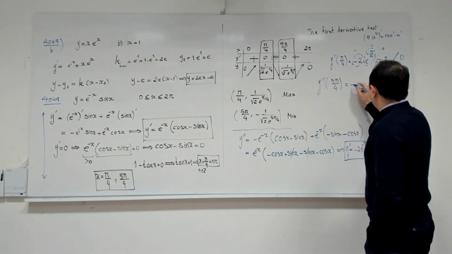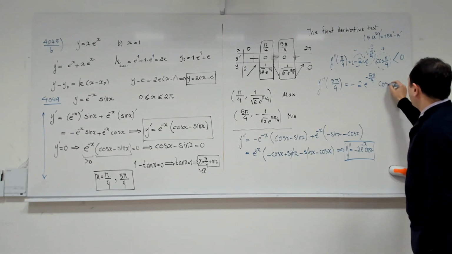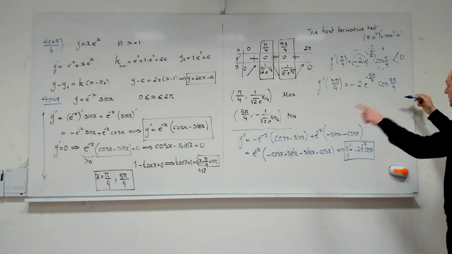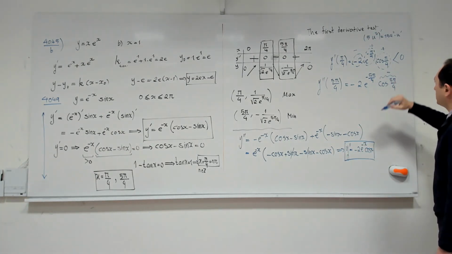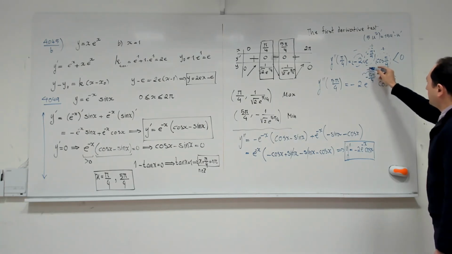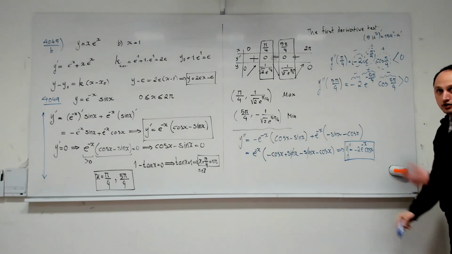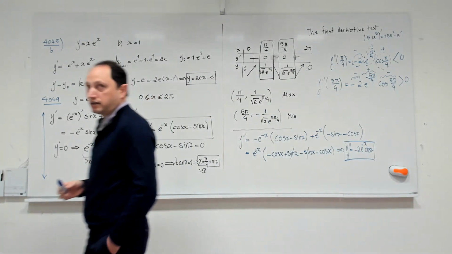So this becomes minus 2e to the power of minus 5 pi over 4 cosine 5 pi over 4. Again, 5 pi over 4 is in the third quadrant. Yes? So this cosine in the third quadrant is negative. But this is always positive. And this is negative. So this means that this is positive. So this, as you see, is confirming exactly our previous calculations.